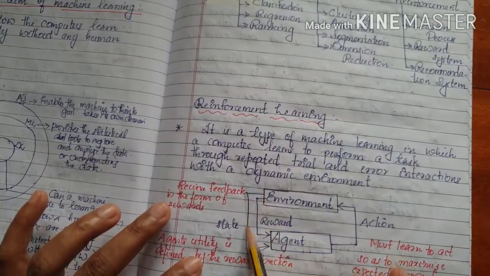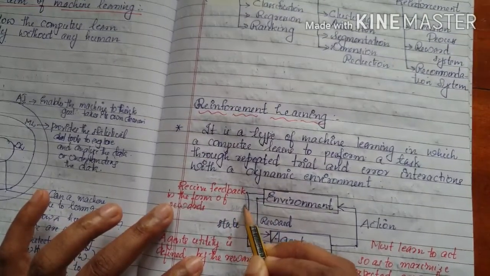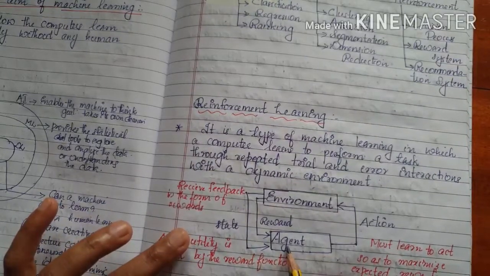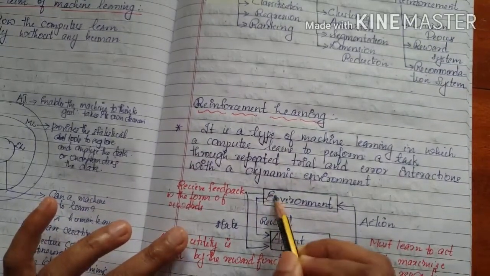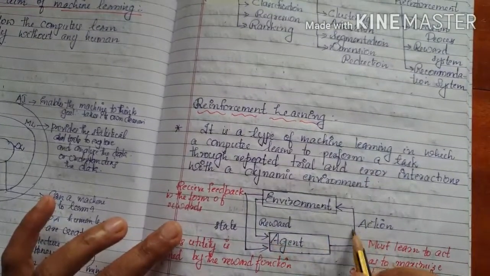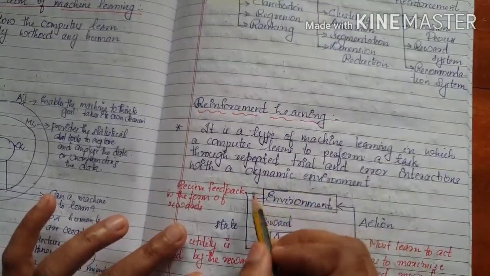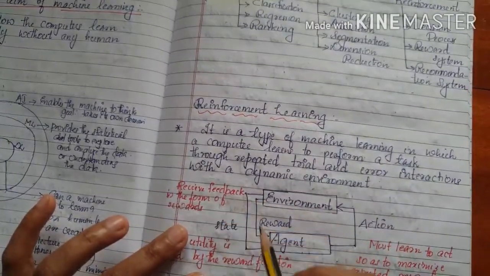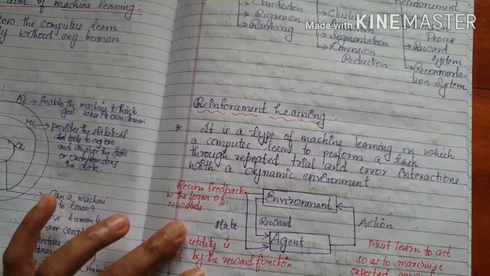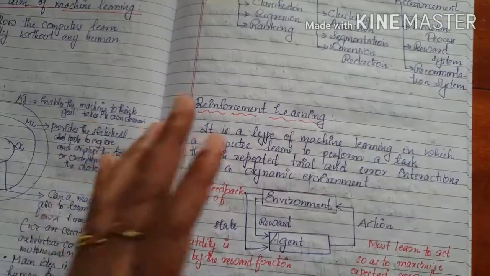what is the state? State means the dog is taking the ball. That is the state. Once he is bringing the ball to me, I give him a reward from the environment itself, that is a biscuit. If the action is not taking the ball, the state is not taking the ball, then I give him a beating as the penalty. This is the scenario.